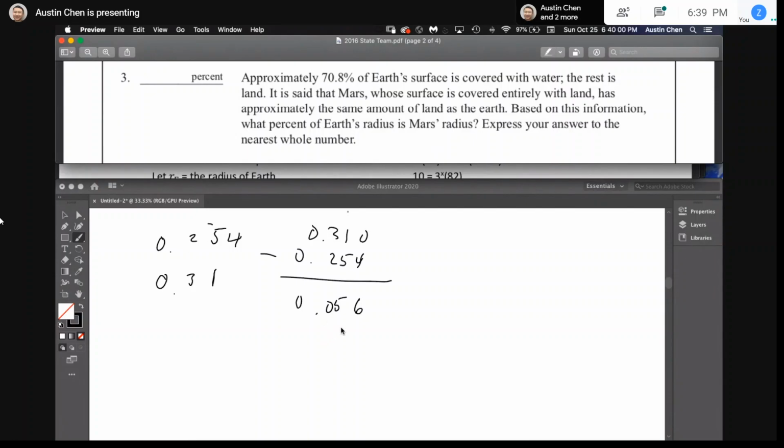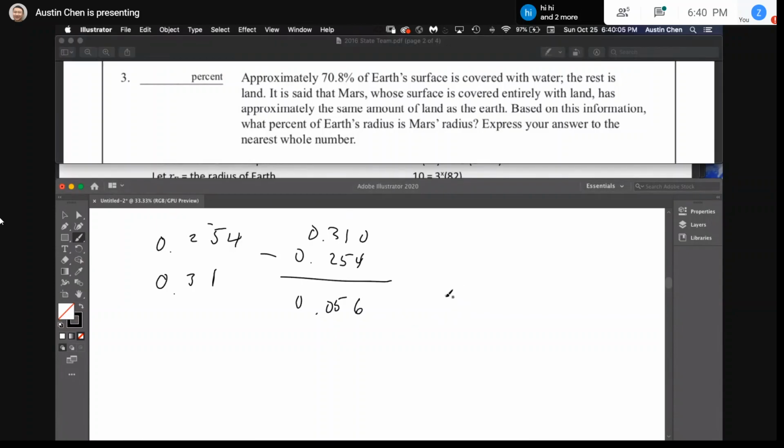Okay. Approximately 70.8% of Earth's surface is covered with water, the rest is land. It is said that Mars, whose surface is covered entirely with land, has approximately the same amount of land as the Earth. Based on this information, what percent of Earth's radius is Mars' radius? Express your answer to the nearest one.